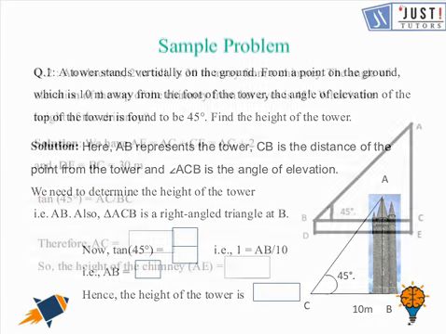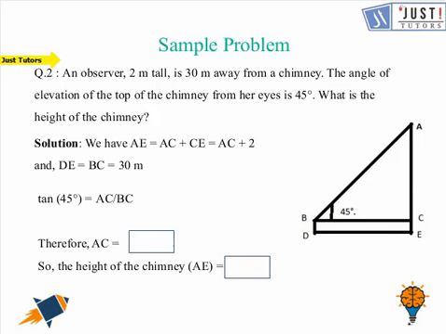Let's try one more. That says, an observer 2 meters tall is 30 meters away from the chimney. The angle of elevation of the top of the chimney from her eyes is 45 degrees. What is the height of the chimney? So first of all, again, we need to make a rough diagram.